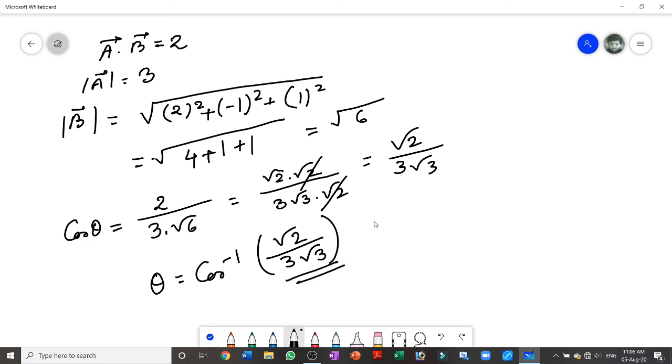Finding this value in a calculator will give you the answer of theta in degrees, or you can keep it like this. So this is how we can calculate the angle using a dot b vector.